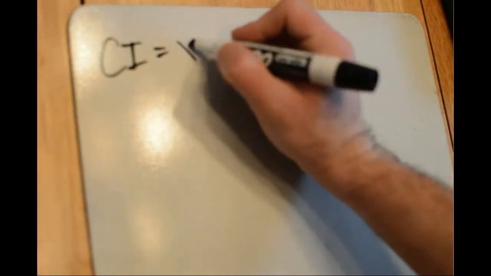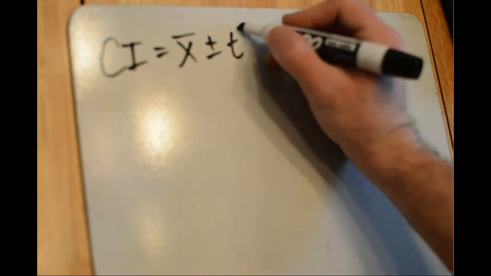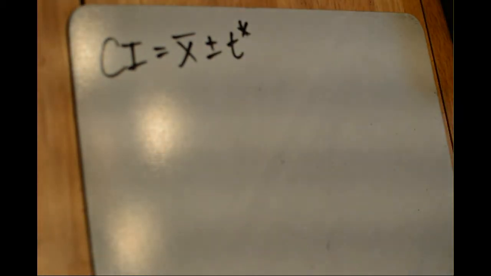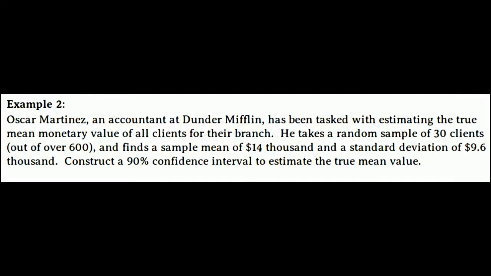So step 3, let's go ahead and calculate that confidence interval. We have x bar plus or minus t star, and we're using t star here because we don't know sigma. We're estimating it with the sample standard deviation. So if you look in the problem, it says that he takes a sample and he finds that standard deviation, which means it's a sample standard deviation. So over times s over square root of n.